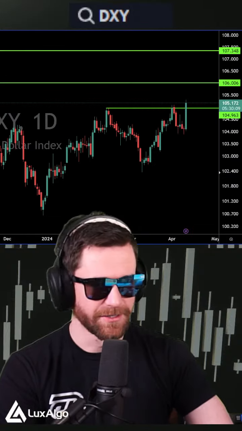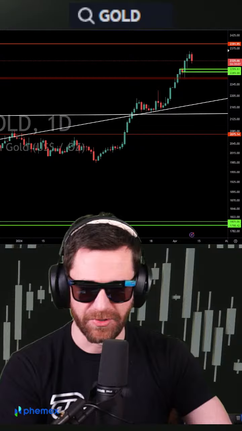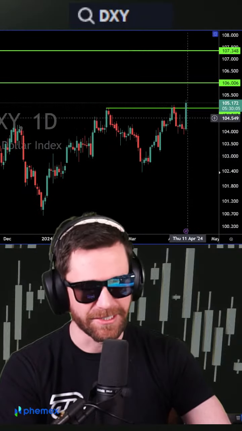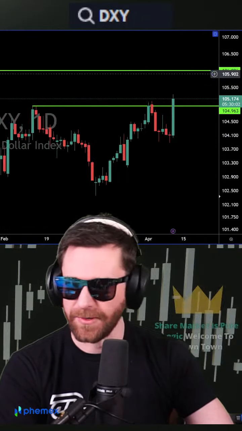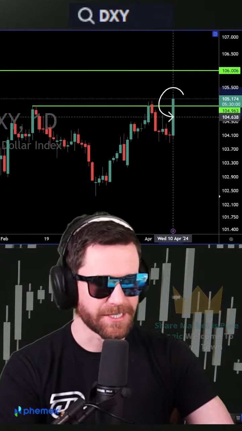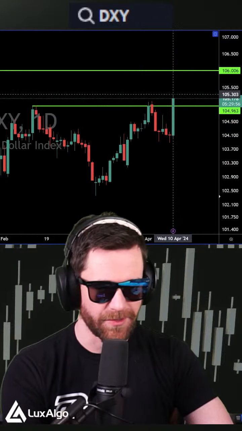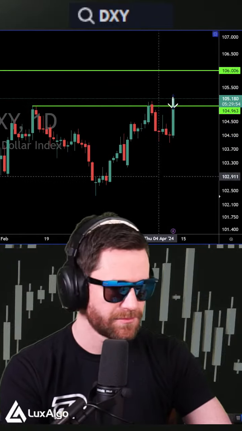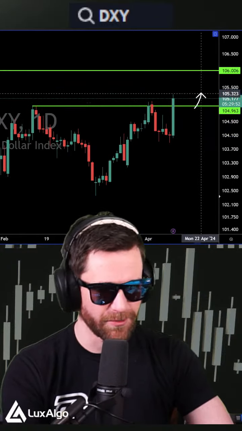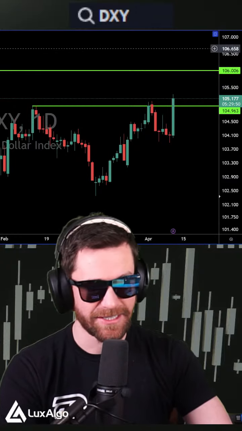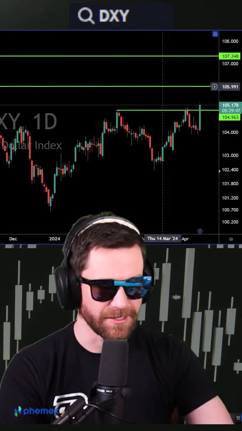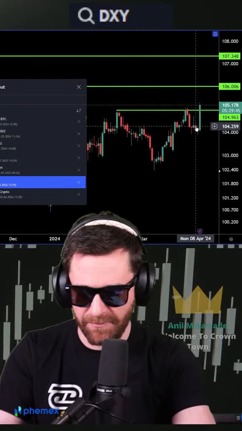All right, gold and the dollar. Dollar strong. Gold also strong, but gold is probably taking a breather until the dollar figures out what it's doing with its life. I kind of expect the dollar, even though we have this monster candle today, to close below 105. I think we're going to see a little wick here. If it closes above 105, I think it gets sent to 106 very, very quickly. That's likely going to put downside pressure on everything.